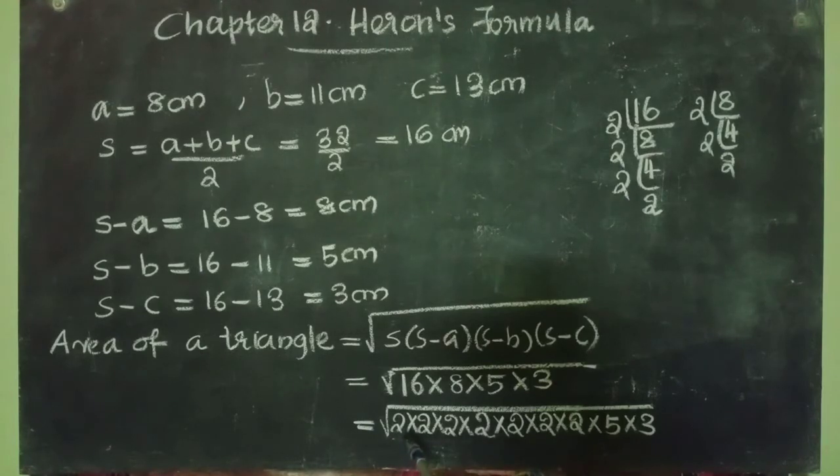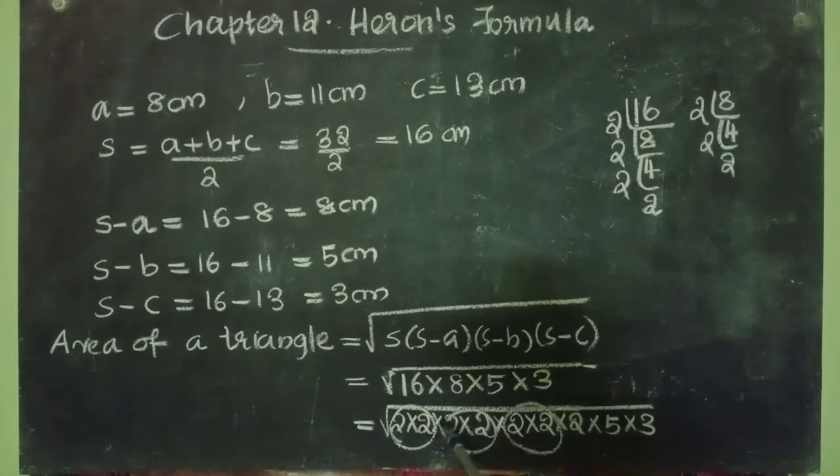To find the square root, you make the pairs in a group. So I got here 3 pairs of 2. Here 2 into 2 I made in a group. Again 2 into 2 in a group. Again 2 into 2 in a group. And 3 numbers are there without a pair: 2 into 5 into 3. They do not have a pair.